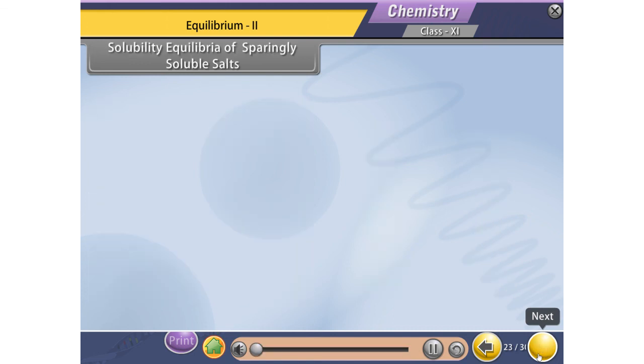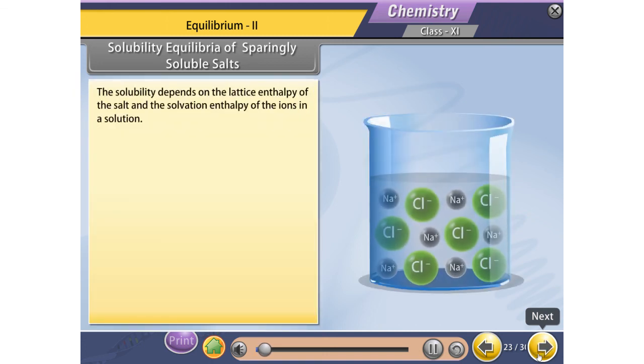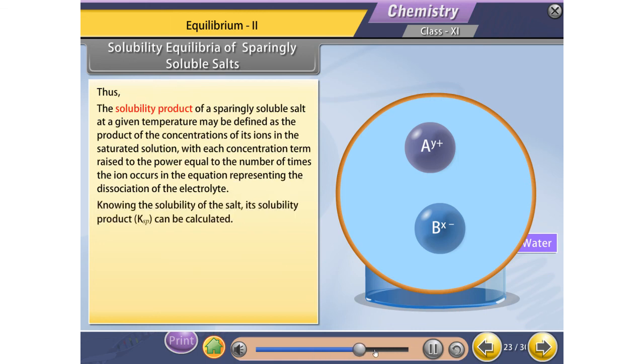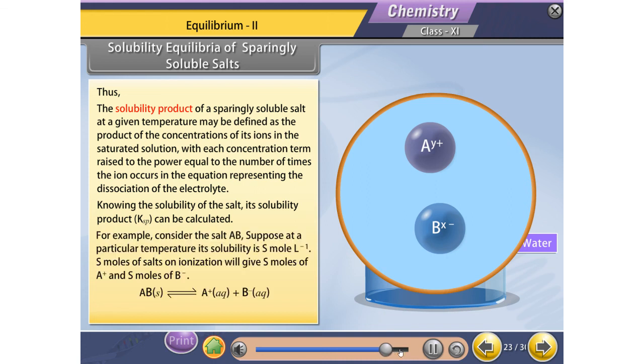pH. Solubility equilibria of sparingly soluble salts. The solubility depends on the lattice enthalpy of the salt and the solvation enthalpy of the ions in a solution. A+ and B- denote the positive and negative ions respectively, and x and y represent the number of these. Knowing the solubility S of the salt, the Ksp equals S times S, which is S squared.